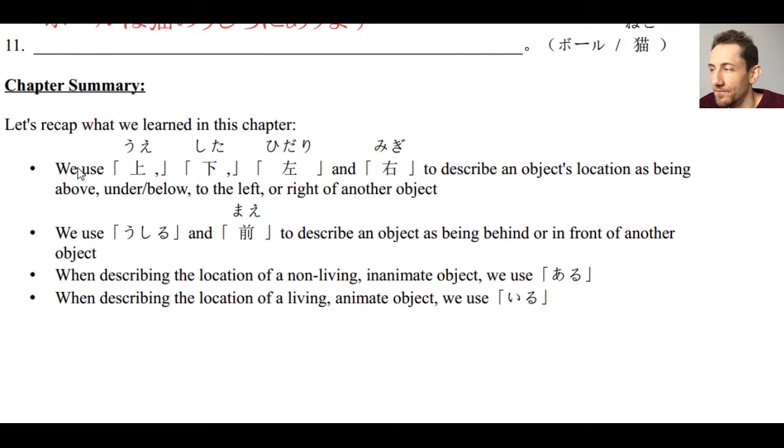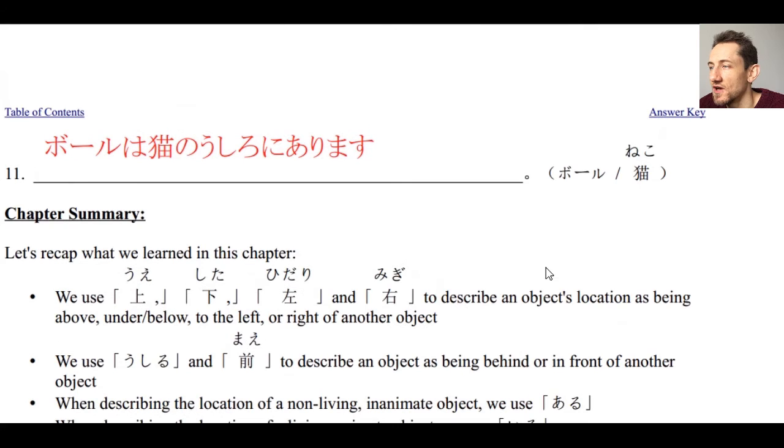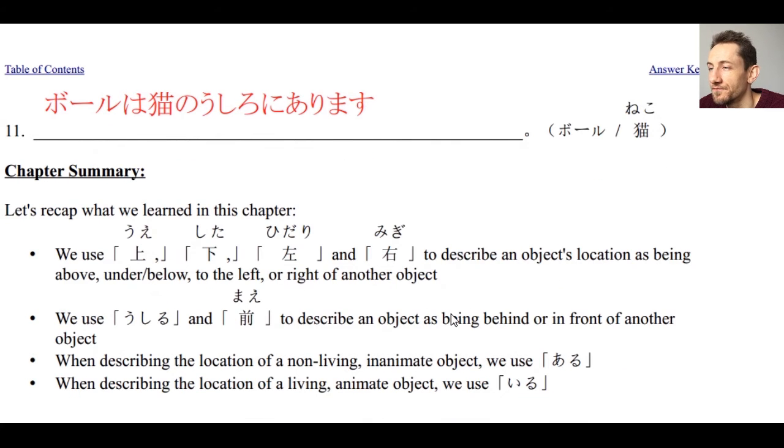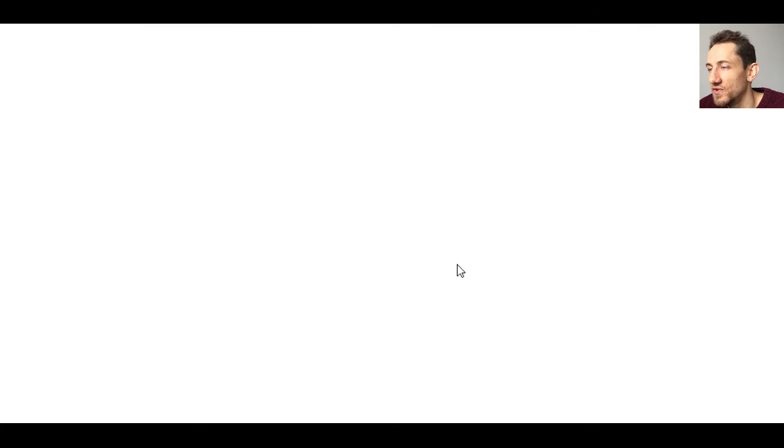So, using aru and iru might seem a little difficult at first, differentiating between the two, but after you practice, it'll just become natural. So don't worry about it. If you have to think about it, just focus on using the correct verb. But that's going to do it for today.